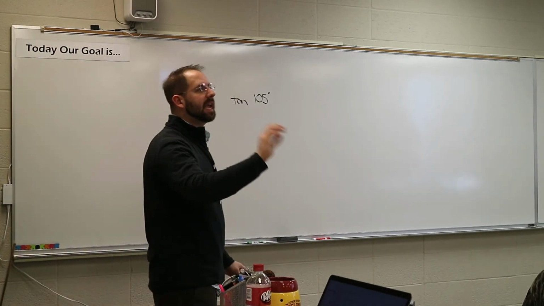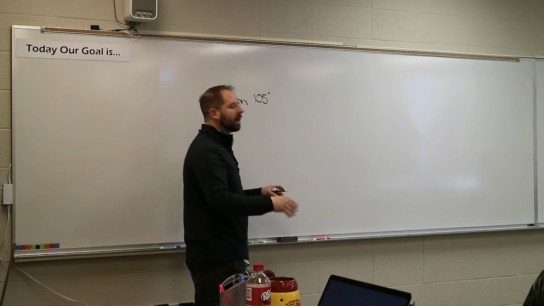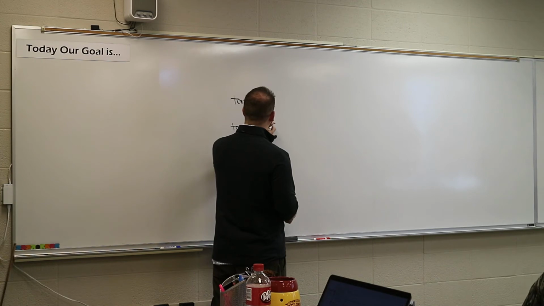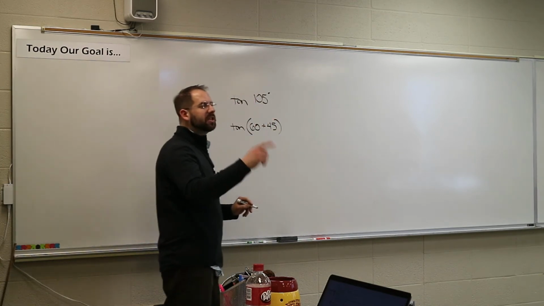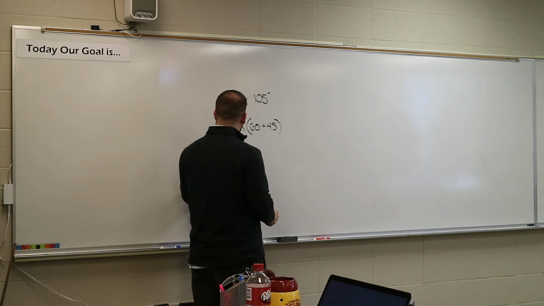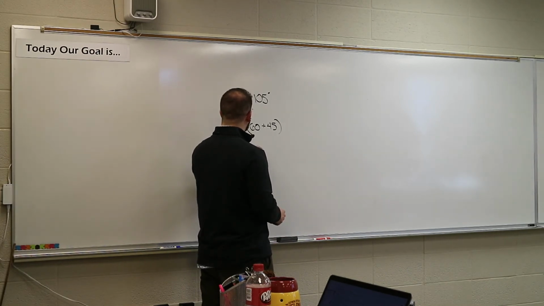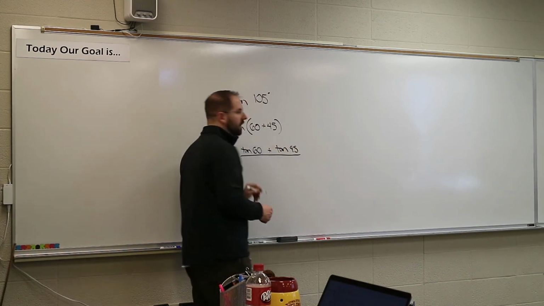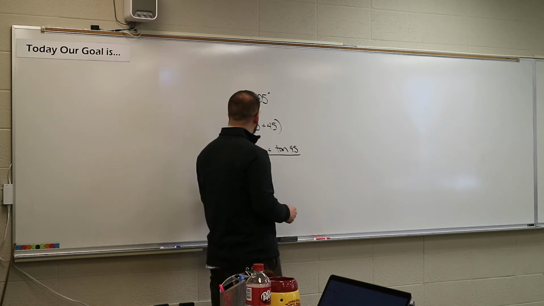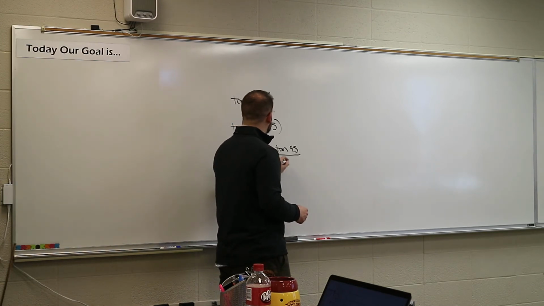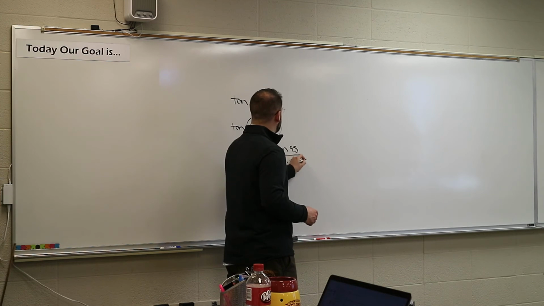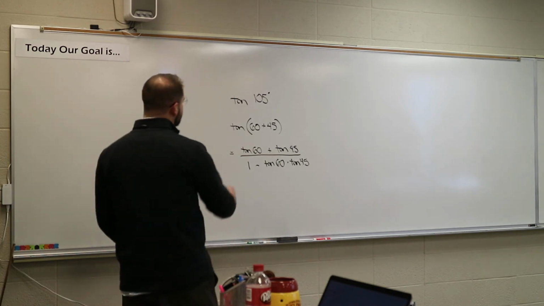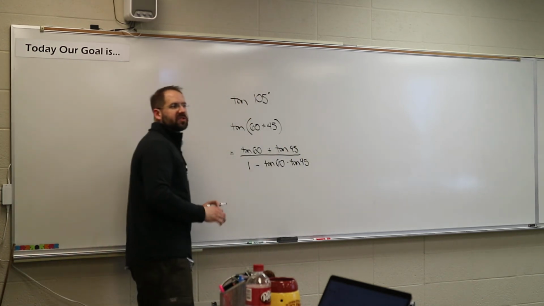Tangent of 105. The tangent formula, no matter if we add or subtract, this is what it's going to look like. Now I'm going to pick 60 and 45. Those are the numbers we used last week. So if I'm going to do the tangent addition formula, this is how it works. You go tangent of the first plus tangent of the second, over, that's a fraction, 1 minus tangent of the first times tangent of the second. So if you have an addition formula and you're doing tangent, this is the formula you're going to have to use. You separate them.